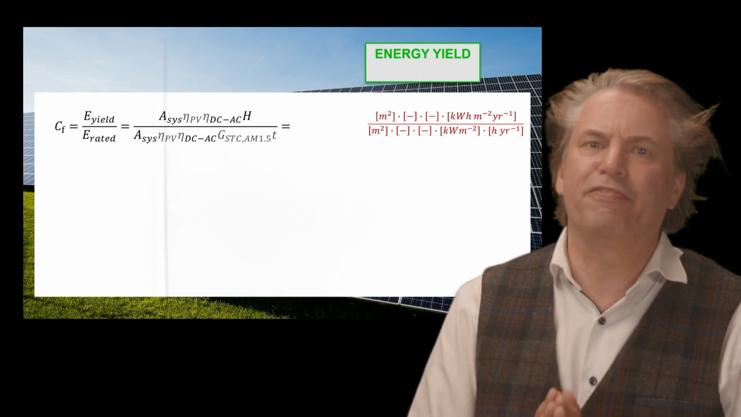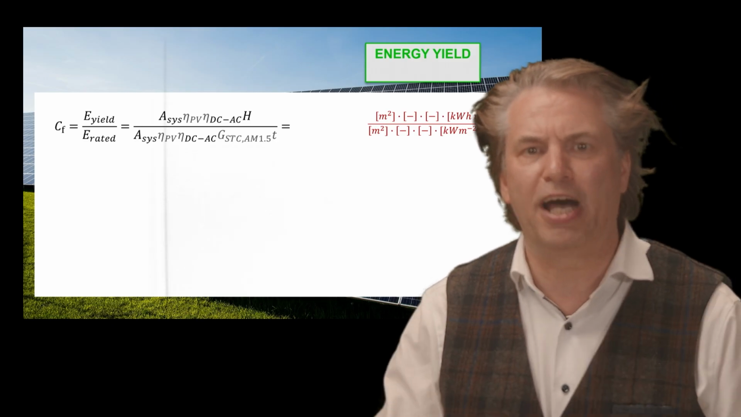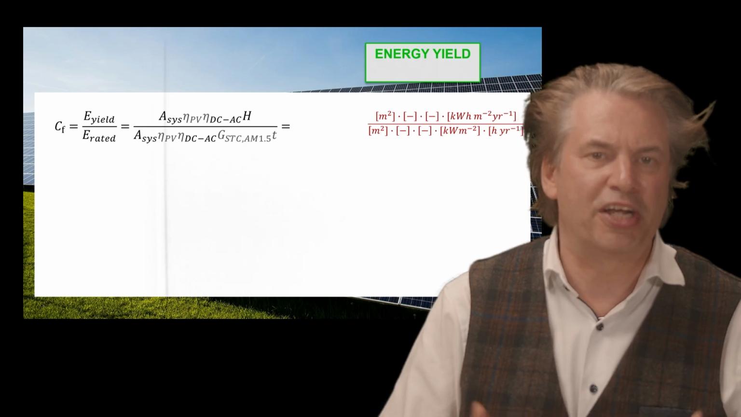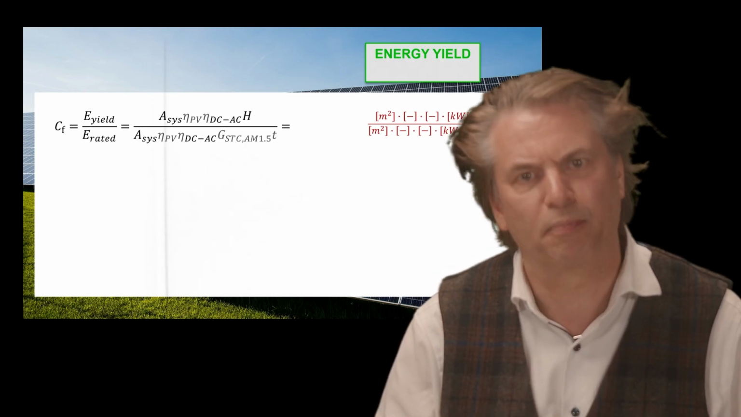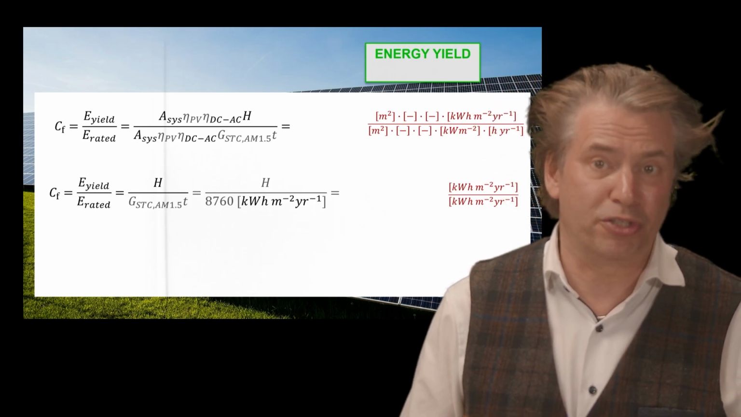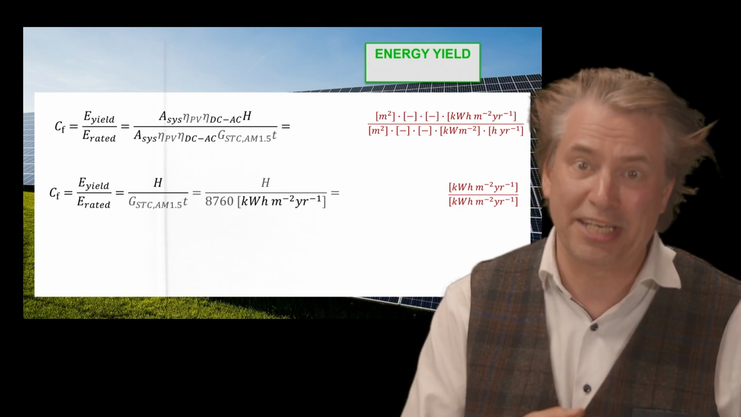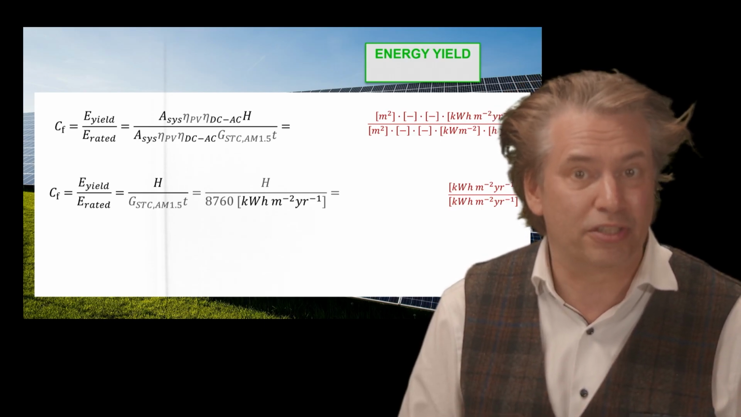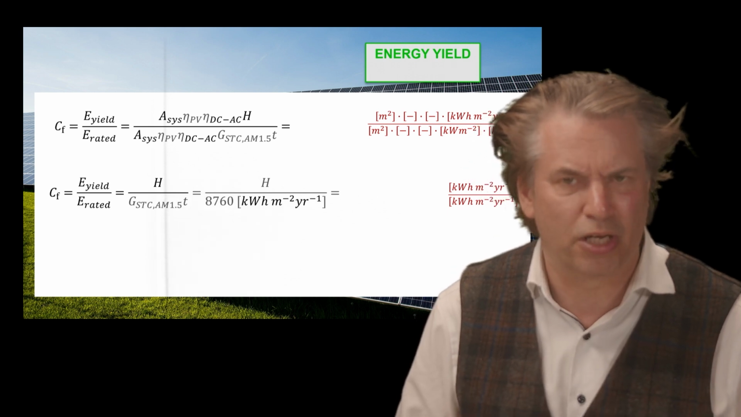The capacity factor for photovoltaics is again the delivered yield over a year divided by when the module would have been operating under the nominal power for the full time. For simplicity, we consider the conversion efficiency to be constant. This equation can be simplified to the ratio between the annual radiation and the rated yield of 8,760 kilowatt hours per square meter per year.